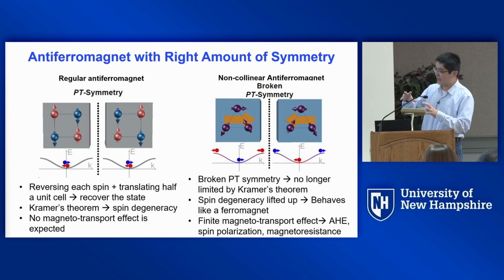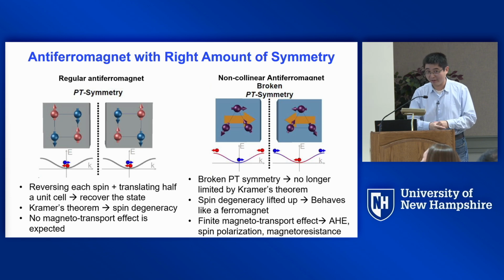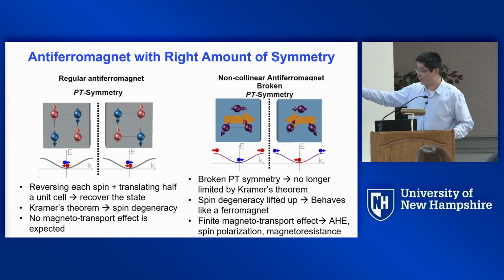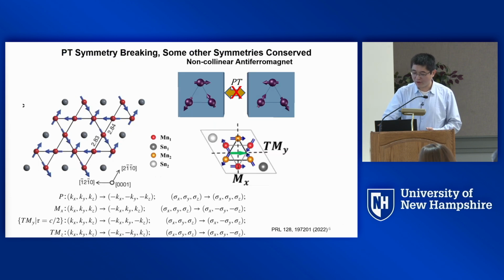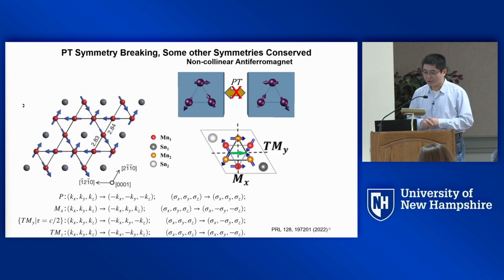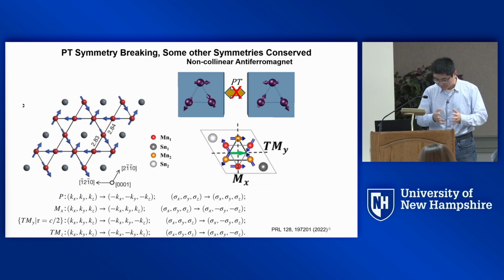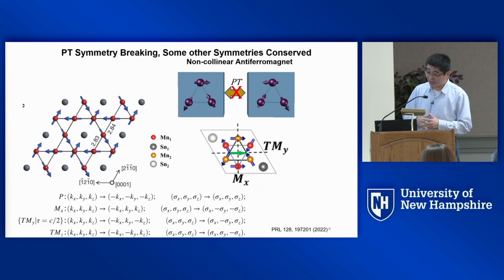Then that means, to some extent, they can behave like a ferromagnet. So for example, people can get finite magnetotransport effect, anomalous Hall effect, anomalous Nernst effect, finite spin polarization, magnetoresistance, etc. But as I said, at the same time, you still want to keep some symmetry, to use those symmetry to protect the band structure so that it's not too sensitive to external perturbations.